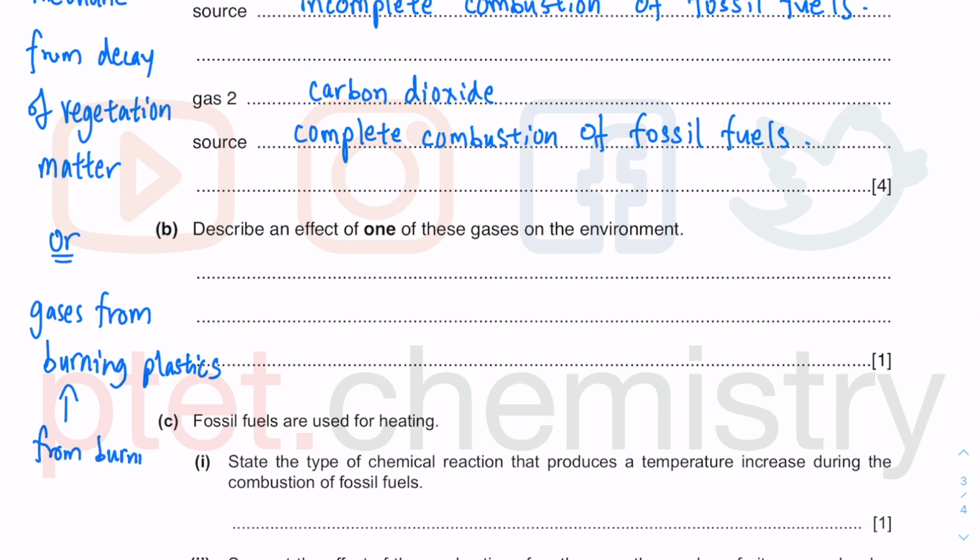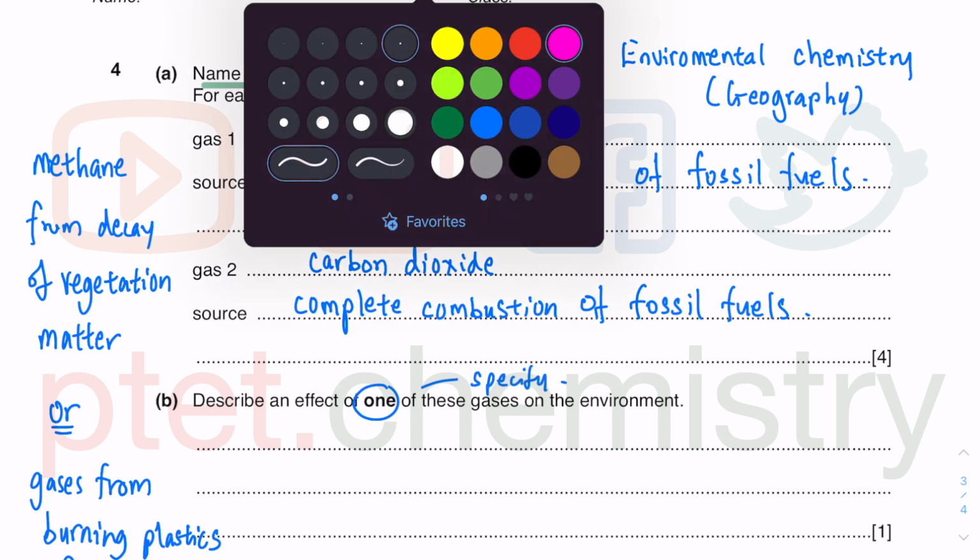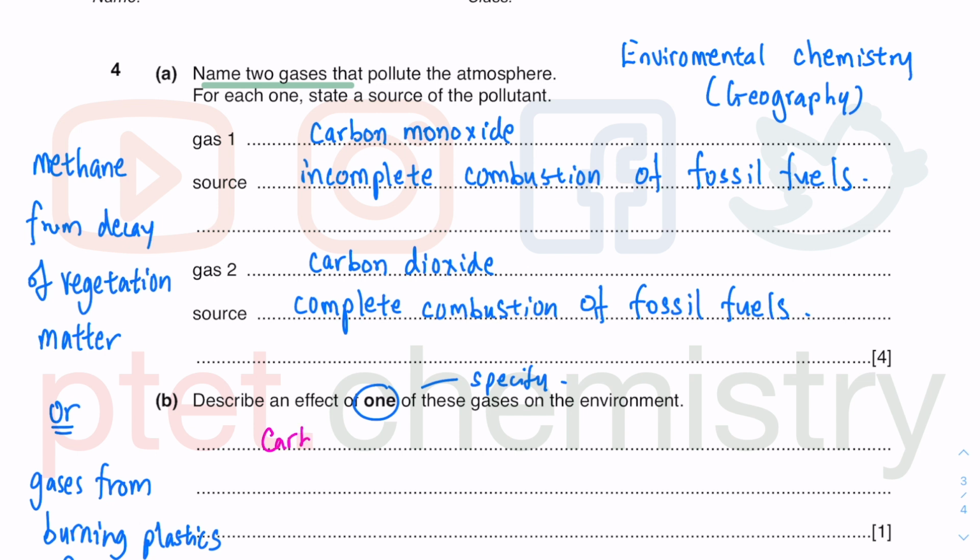So that one is quite an obvious one. It's stated in the syllabus back in the environmental chemistry on air pollutants, together with the environmental chemistry of water. Now describe an effect of one of these gases. Make sure you specify. So here I have used carbon monoxide. A lot of people get confused. So carbon monoxide is not a greenhouse gas.